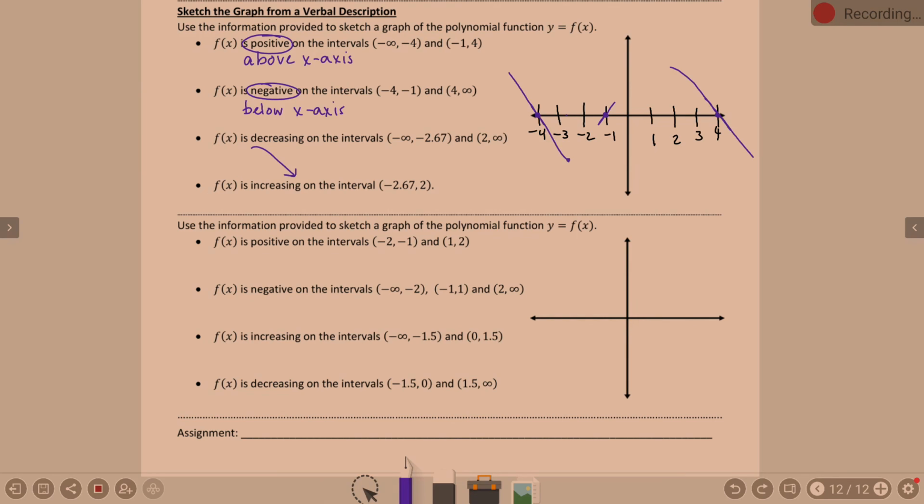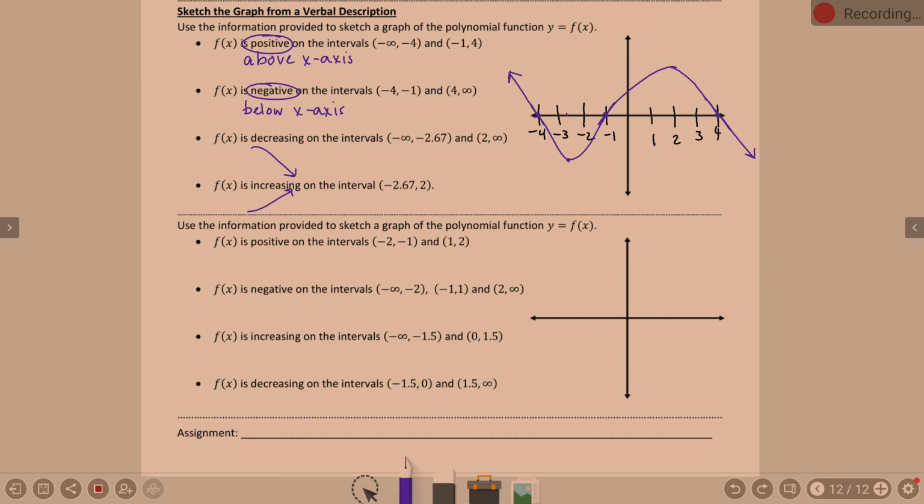Is the next part going to come together then? Connect your line. Okay. What does increasing mean? My graph is going up. So from -2.67 to 2, my graph is going up. Does that make sense? Yes, ma'am. I'm below -2.67, above 2. About this. It's a swell. It's an S. And it looks something like that. That's based on the clues they gave us.